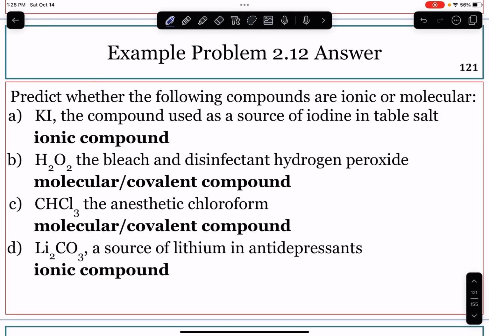KI, or potassium iodide, is an ionic compound because potassium is a metal. Bleach, the hydrogen peroxide here, H2O2, is a molecular compound because it is made with two nonmetals. Chloroform, CHCl3, is a covalent compound because it is made with all three nonmetals. And lithium carbonate is an ionic compound because lithium is a metal.